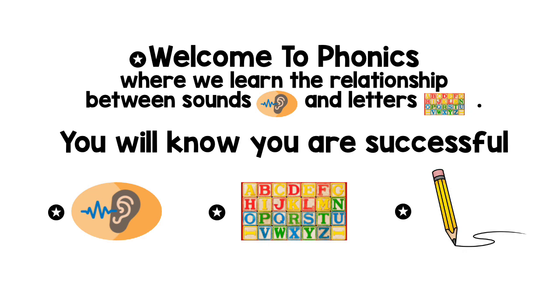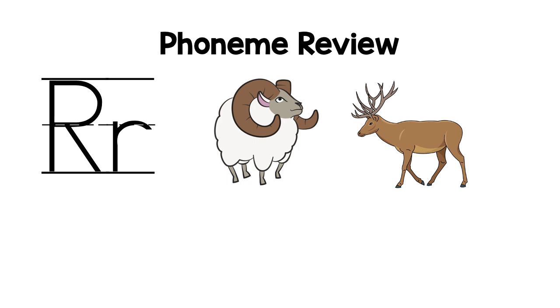You will know you are successful today if you can hear our phoneme sound, if you know what letter makes that phoneme sound, and if you can write that phoneme sound in words. Let's review the phoneme R. R is represented in the alphabet by the letter R. R is the first sound in ram, and is the last sound in deer.